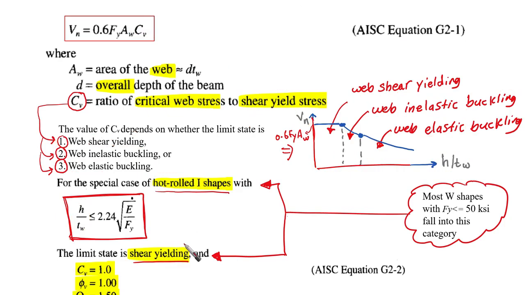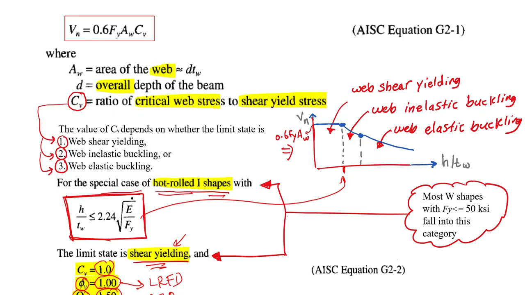Okay, in this case, for hot rolled shapes and under this limit, this is the limit that we are talking about. Then we are going to find that shear yielding will take place. CV is going to be 1. Phi V is going to be 1 as well. And omega V is going to be 1.5. So this is for Phi V resistance factors for LRFD. And for omega V, it is going to be for ASD, of course. So we're going to have it 1.5.